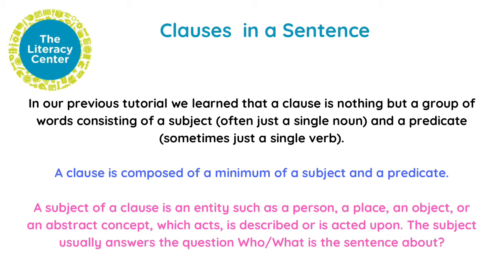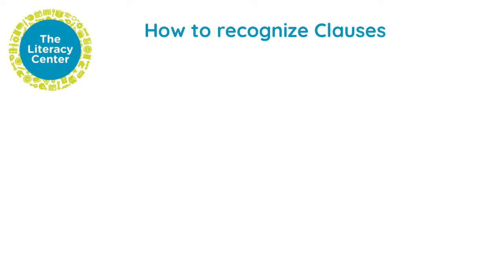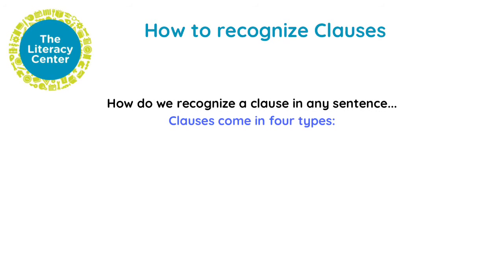A subject of a clause is an entity such as a person, a place, an object, or an abstract concept which acts, is described, or is acted upon. The subject usually answers the question who, what is the sentence about? And we also talked about how to recognize the clauses. And we came to know that clauses come in 4 types.